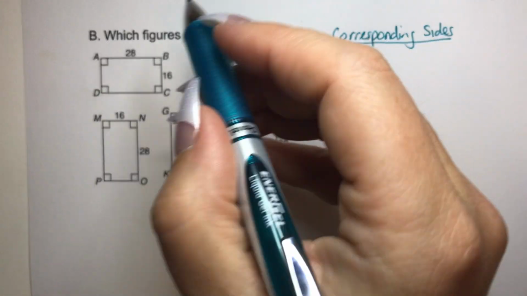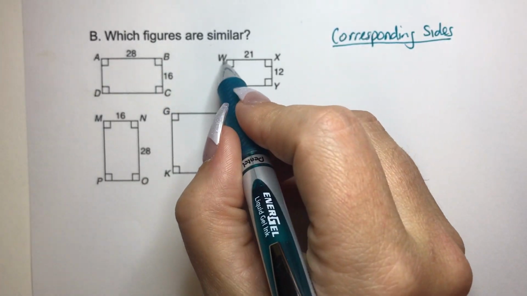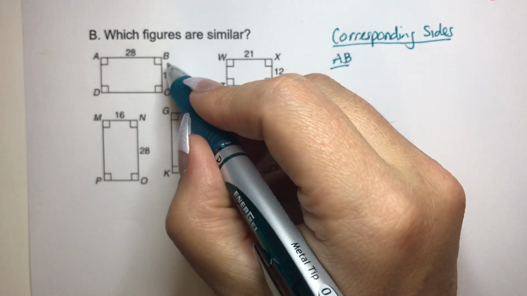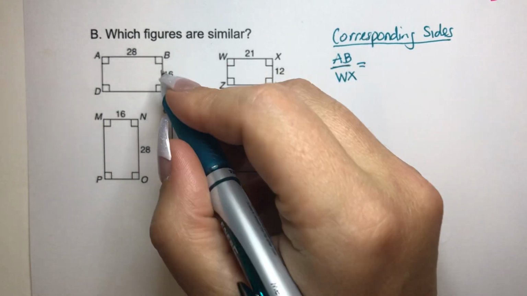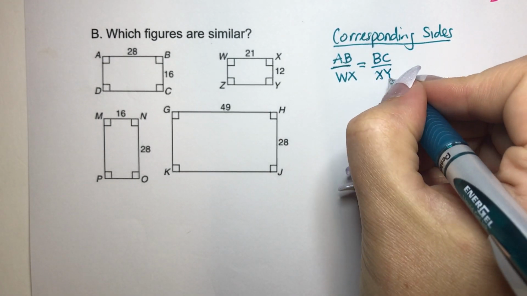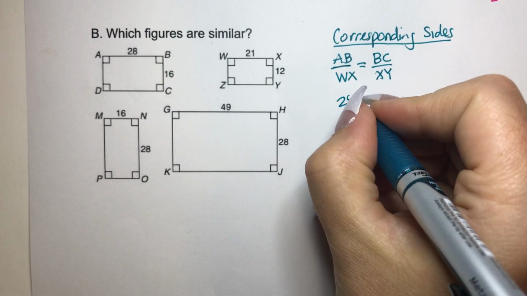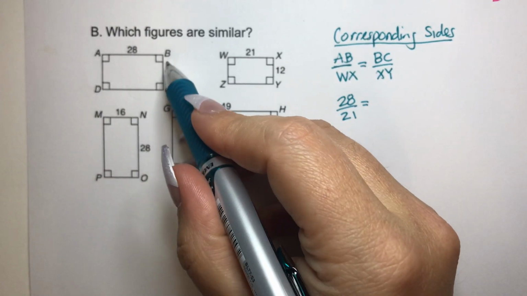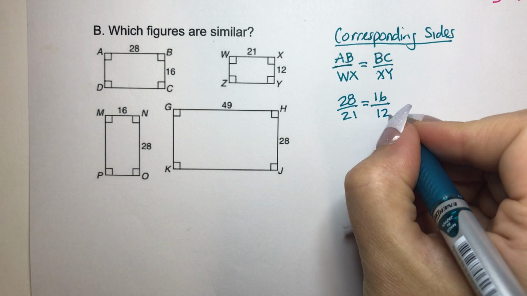Okay, and let's just take these two first. So I'm going to take AB, and that's the long side, and this is the long side. So let's go AB over WX. And we're going to see if that is the same thing as BC over XY. Okay, we're going to see. So what is AB? AB is 28, and WX is 21, equals BC is 16 over XY, which is 12.